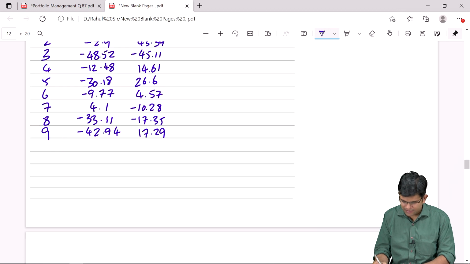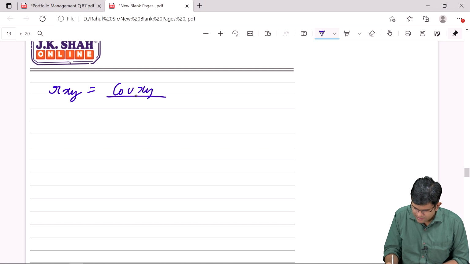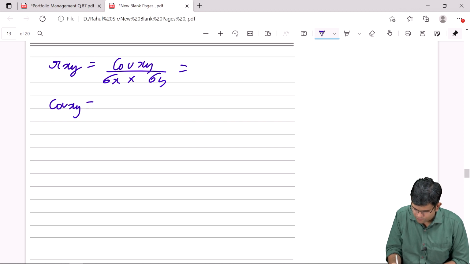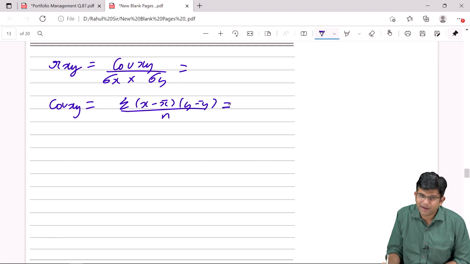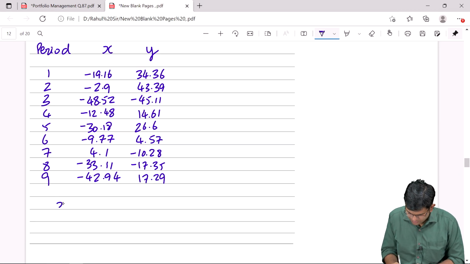Let's now calculate rxy. How do we calculate rxy? What is the formula? It is covariance xy divided by sigma x into sigma y. I hope you remember that, right? So what is the covariance xy formula? Summation of (x minus x bar)(y minus y bar) divided by n. So let's first of all find covariance xy. For that we will require x bar and y bar.